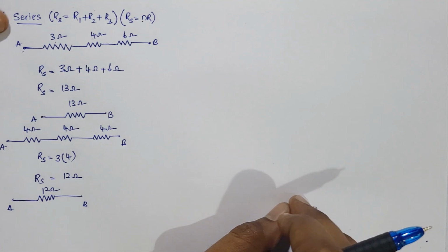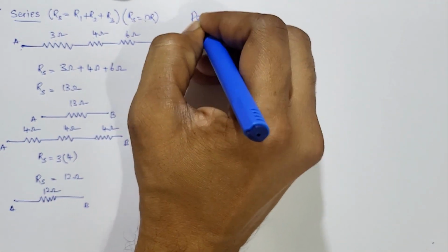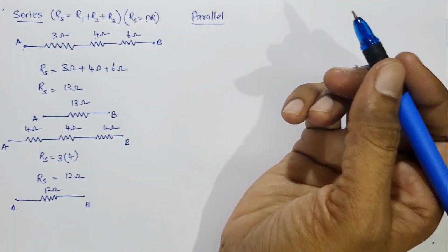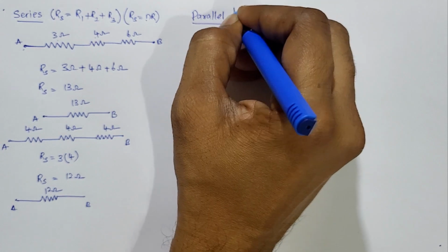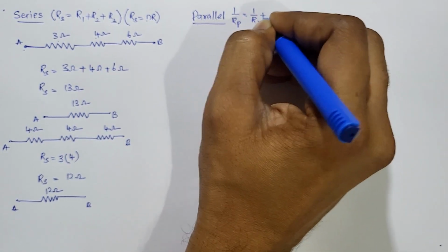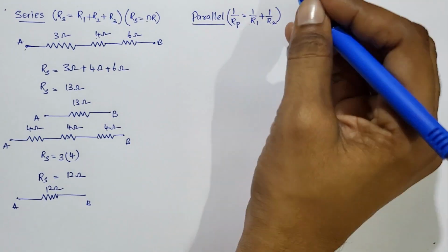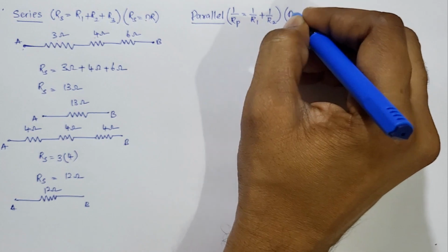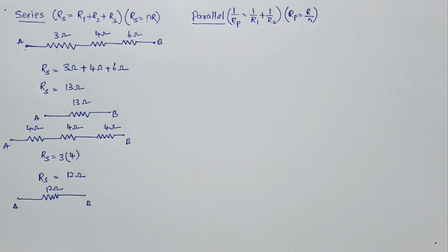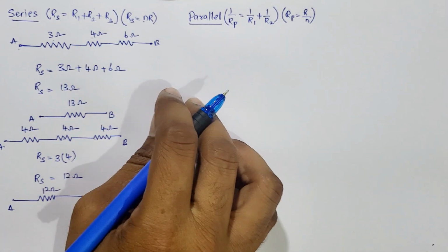Now let us go to the parallel connection. What is the parallel connection equivalent resistance formula? 1 by Rp is equal to 1 by R1 plus 1 by R2 when 2 are connected. When 3 are connected, plus 1 by R3. And also Rp is equal to R divided by N when N number of resistances are connected in parallel. Now let us do one problem on parallel connection.